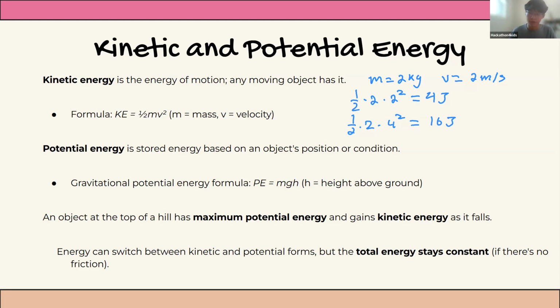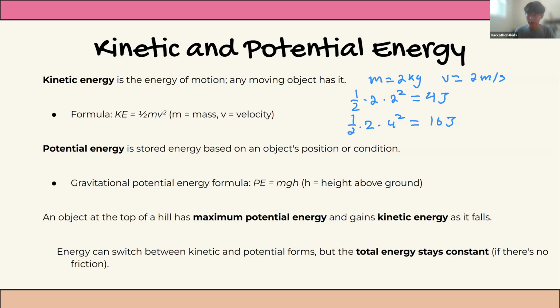And next will be potential energy. Potential energy, on the other hand, is a stored energy based on an object's position or condition. The most common type you'll see in Intro to Physics and AP Physics 1 will be gravitational potential energy, which depends on an object's height above the ground. Our formula is PE, potential energy, equals mgh, where you already know mass and gravity, and h is the height above the ground.